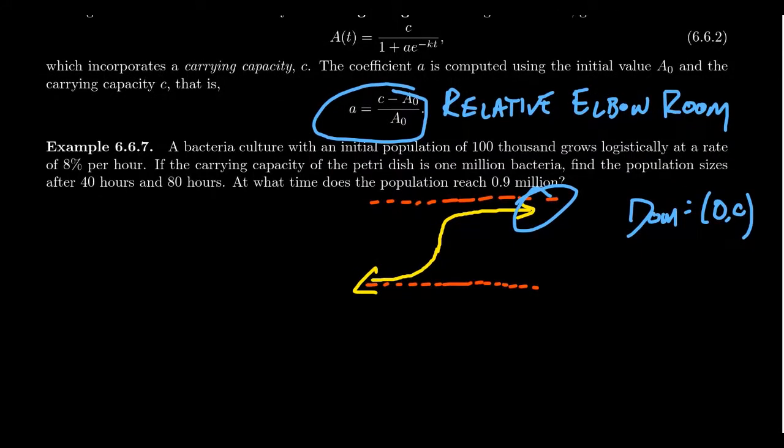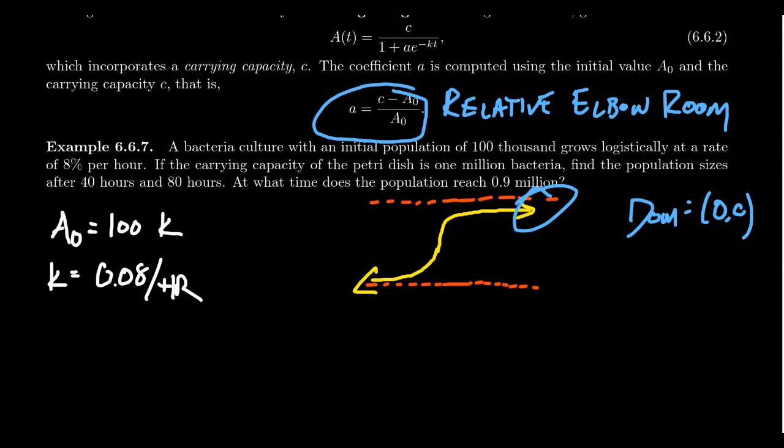So let's do a specific example here. Suppose a bacteria culture with an initial population of 100,000 bacteria grows logistically at a rate of 8% per hour. So let's identify what we know already. The initial population a naught is going to be 100,000. I'm just going to say 100K there. And we know that it grows at 8% per hour, so our growth rate k is equal to 0.08 per hour. We're going to be measuring growth with hours here.